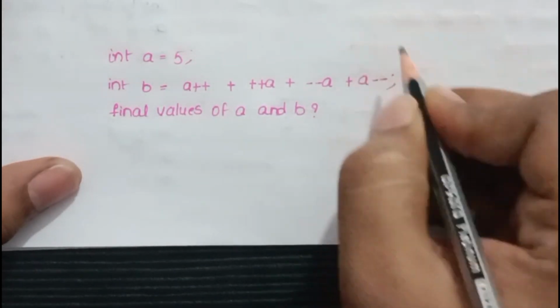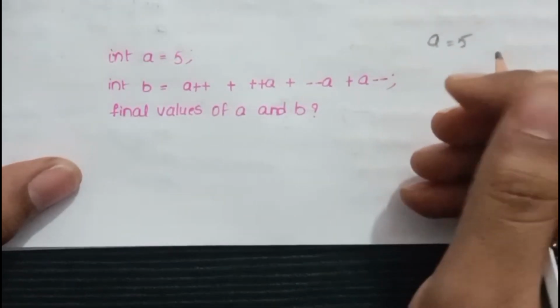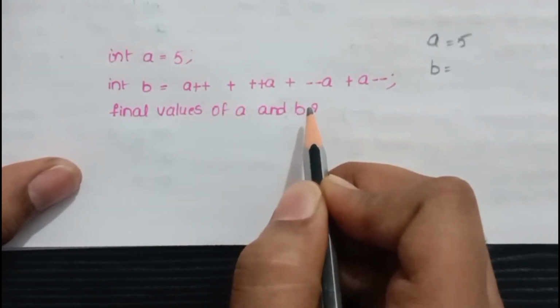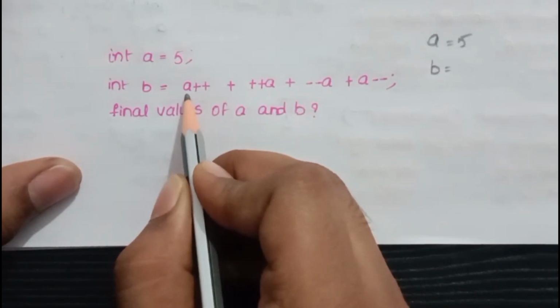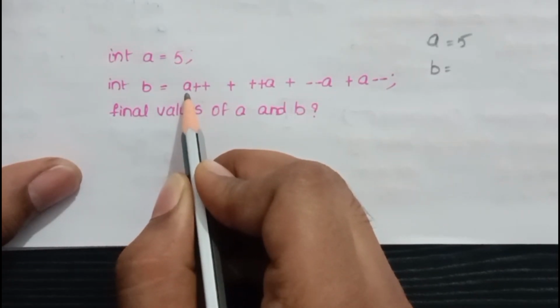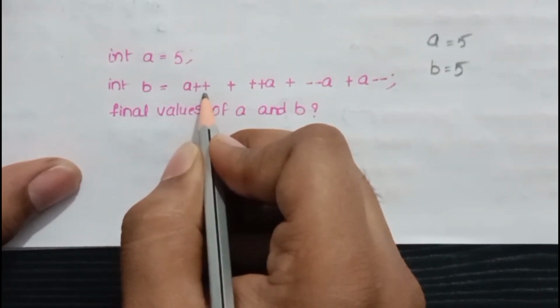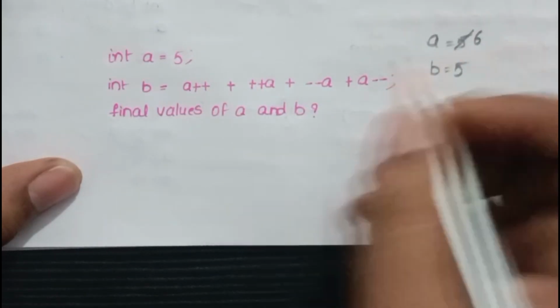First, write the existing values of two variables. A is storing 5, B is storing the final output of this expression. First, let's evaluate from left to right. A, first we have to use the value of A, 5, and then increment by 1. We are incrementing the A value by 1.